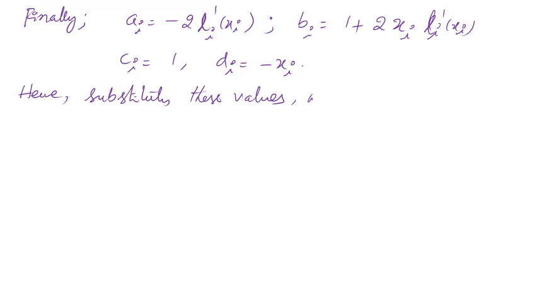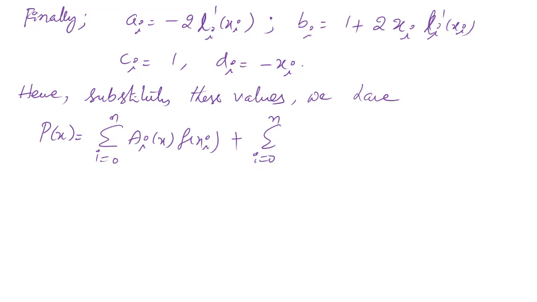okay, what is the polynomial? Finally, we have p of x equal to, remember this, after simplification, summation i equal to 0 to n, 1 minus 2 into x minus xi. Otherwise, let me write this expression. What is the polynomial? Summation i equal to 0 to n aix into f of xi plus summation i equal to 0 to n bix into f dash of xi, right?